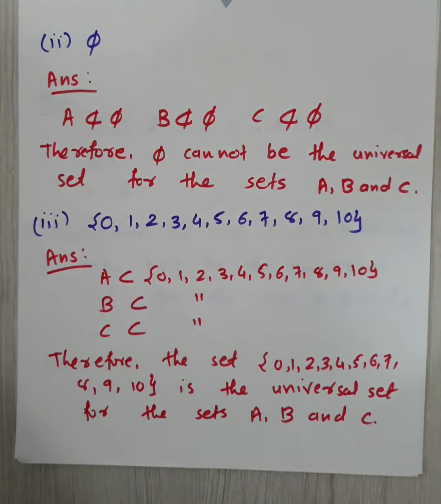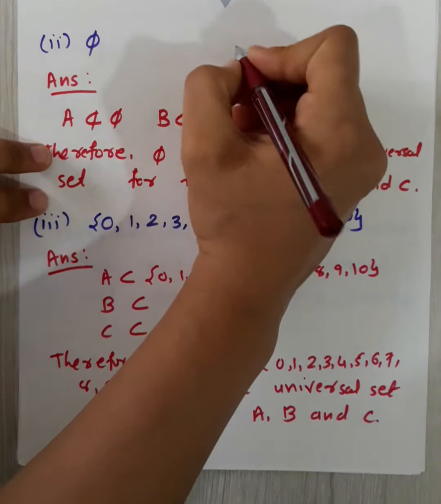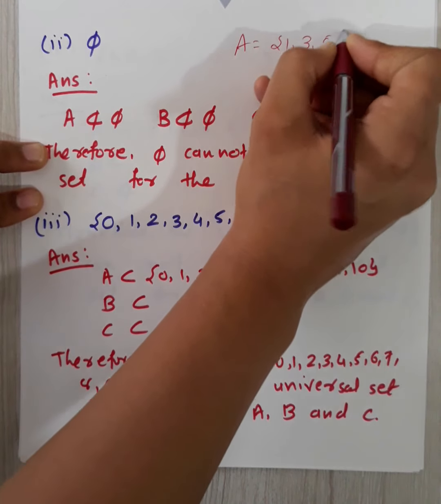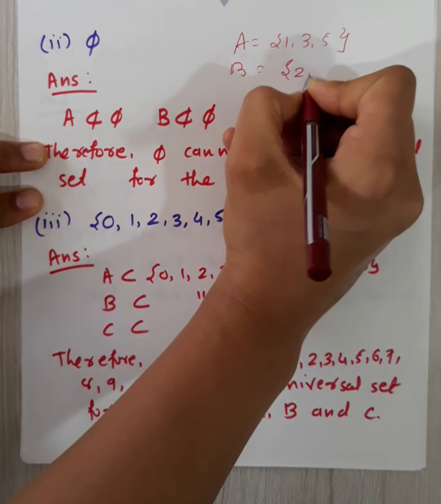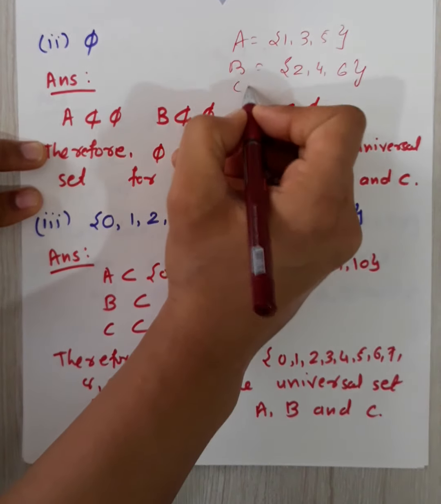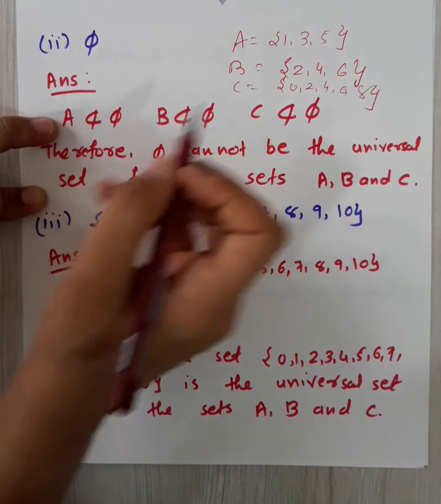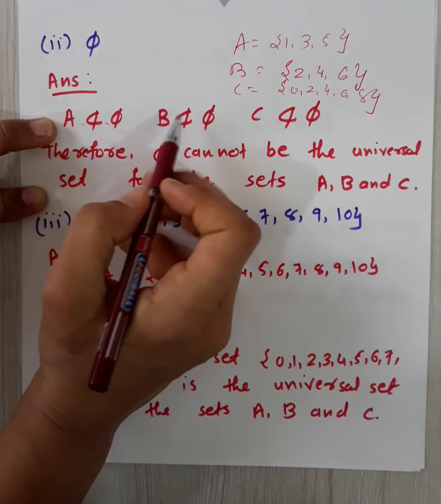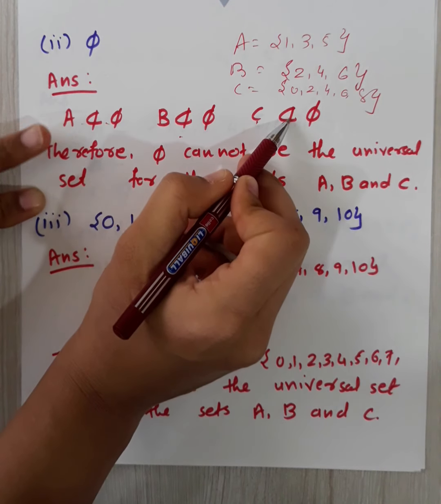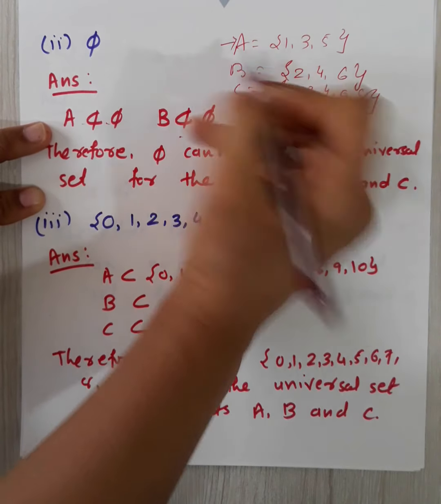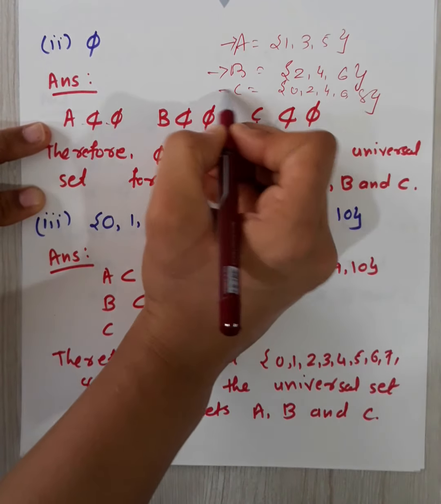Similarly, second question is 5. Now, what is your A here in question? Your A is equal to {1, 3, 5}. Your B is equal to {2, 4, 6}. And your C is equal to {0, 2, 4, 6, 8}. Now ∅ is not a subset: A is not a subset of ∅, B is not a subset of ∅, and C is not a subset of ∅. Why? Because A has 3 elements, B has 3 elements and C has 5 elements.